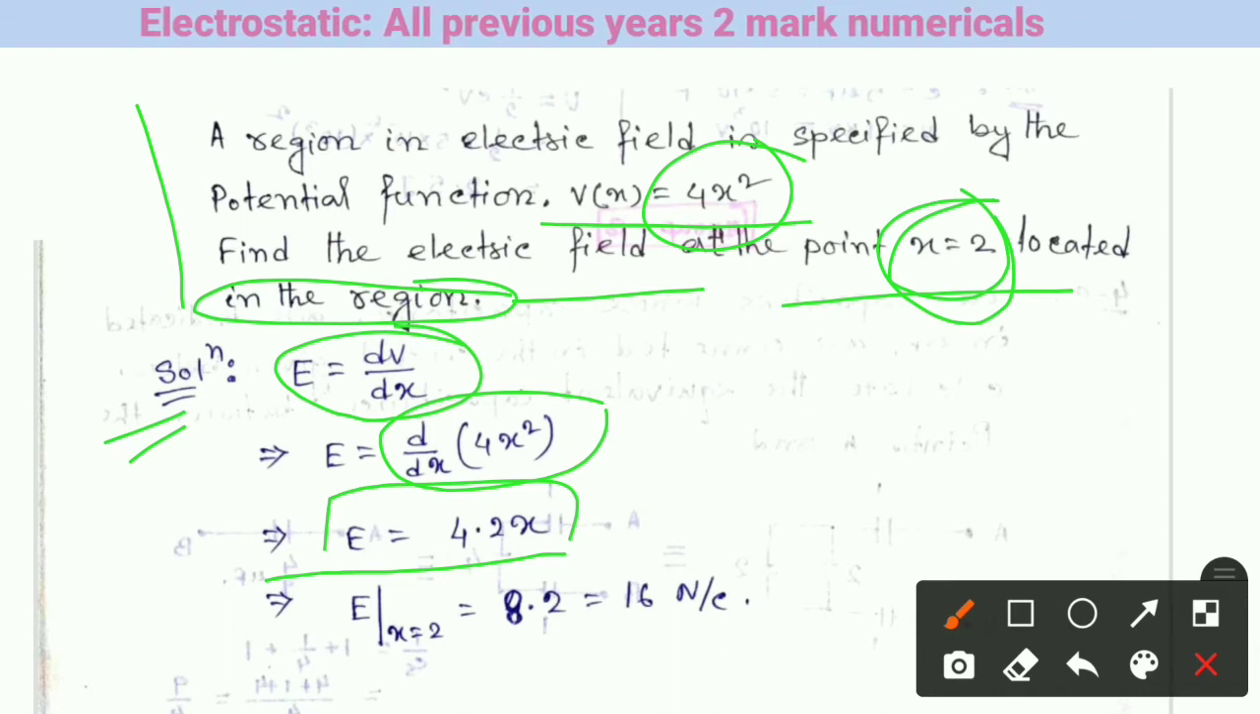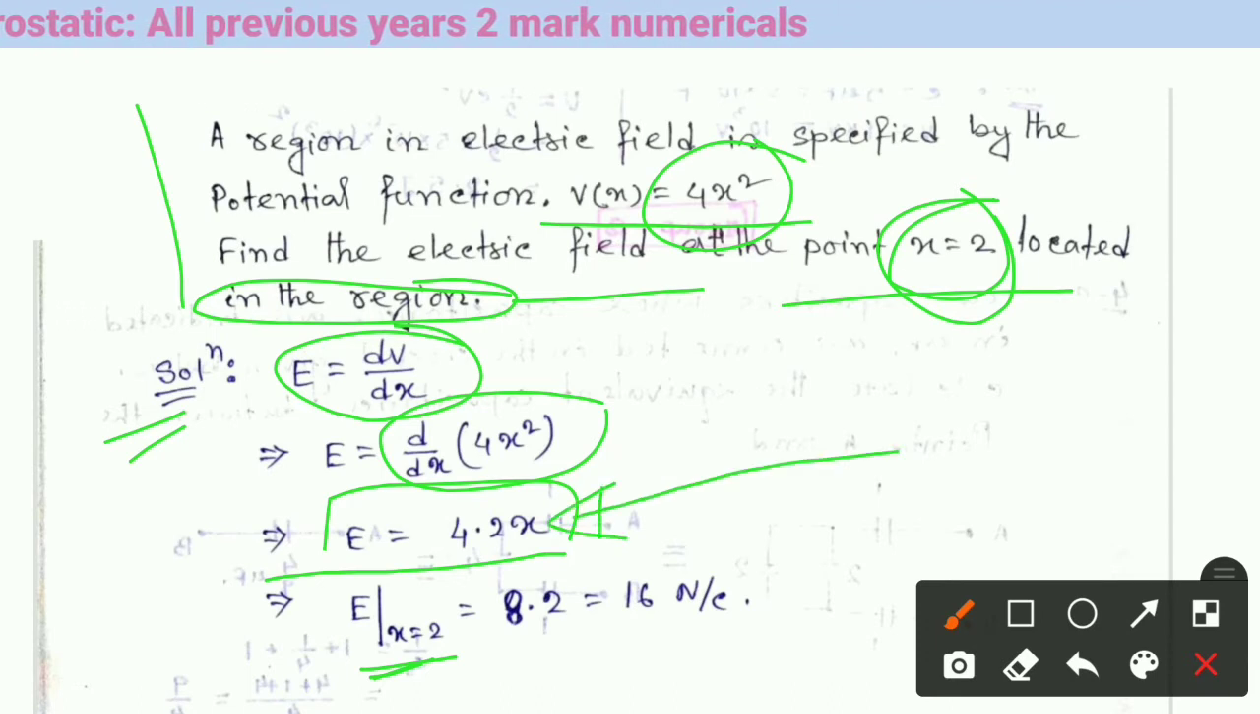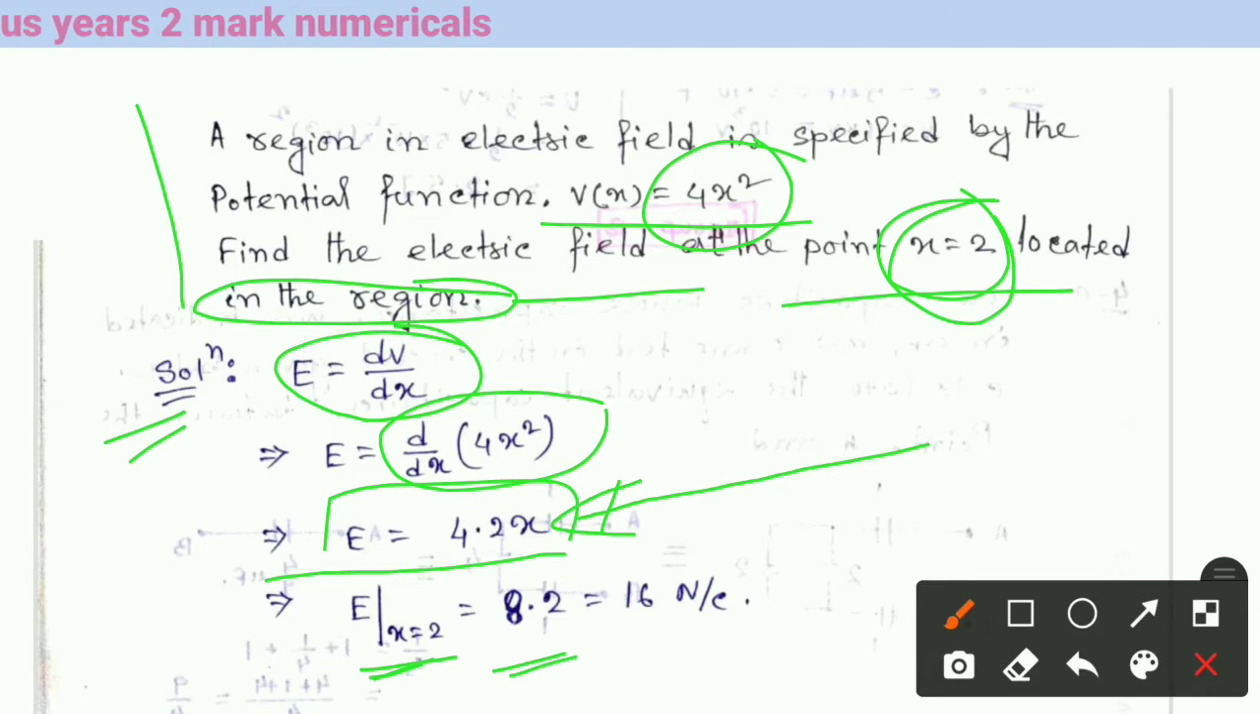Now at x equals 2, the electric field is E equals 4 into x into x, so it will be 4 into 2 into 2, that means 8 into 2. So 16 Newton per coulomb.